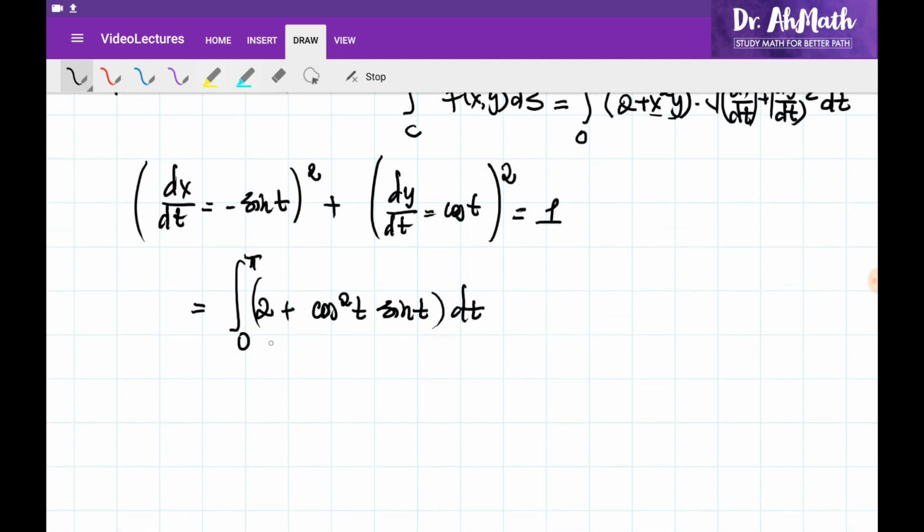So the integration of the first part is very much straightforward. If you integrate this separately, it would be the integration from 0 to pi of t with respect to t. Its antiderivative is t squared over 2. If you substitute 0 and pi, you would get simply pi squared over 2.